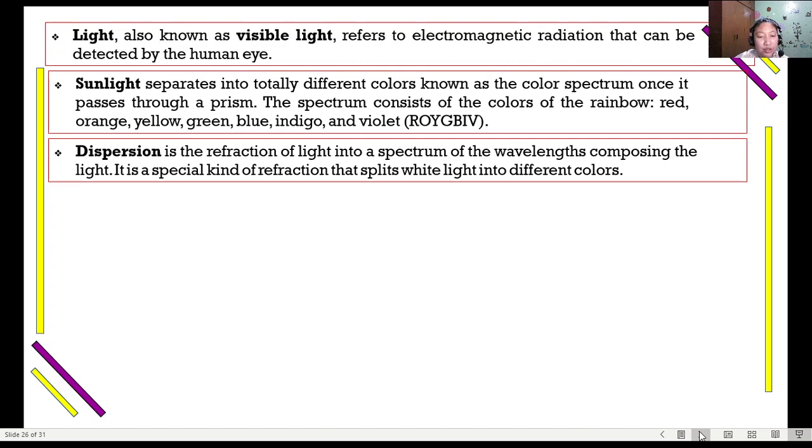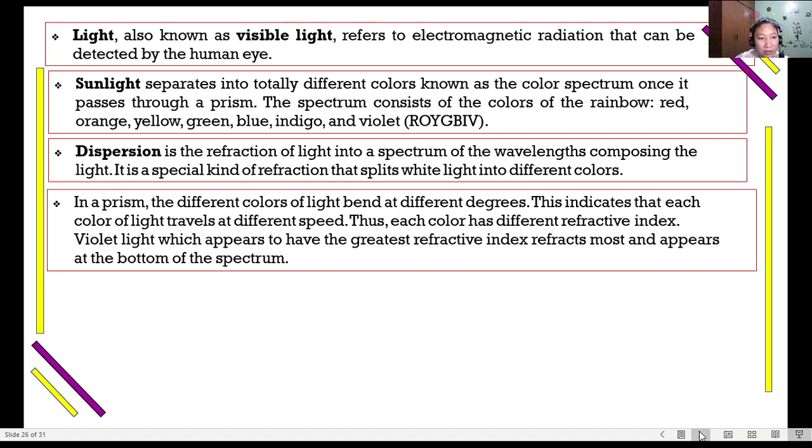Dispersion is the refraction of light into a spectrum of the wavelengths composing the light. It's a special kind of refraction that splits white light into different colors. In a prism, the different colors of light bend at different degrees. This indicates that each color of light travels at different speed. So, the more na masiksik siya, the more na babagal siya. The more na malayang nakakagalaw ang particles, the more na mabilis siya. Kaya nga yung vacuum sa outer space, ang bilis, diba? 8 minutes lang, nakarating na yung light sa Earth.